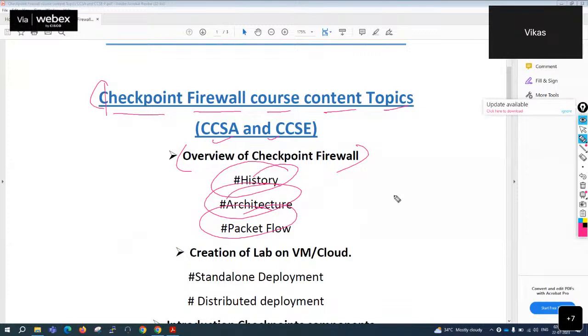I have seen many people who have been working for 6 or 7 years in the industry on firewalls, but they do not know the packet flow of it. They do not know the architecture of that firewall, or the history of that firewall, right? So in this first section, we will be discussing the overview of Checkpoint.